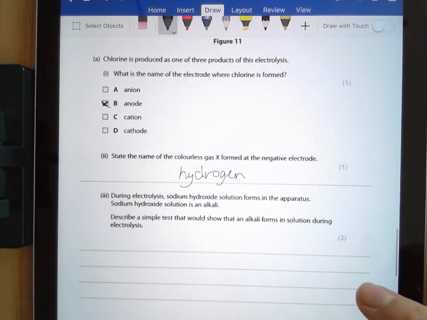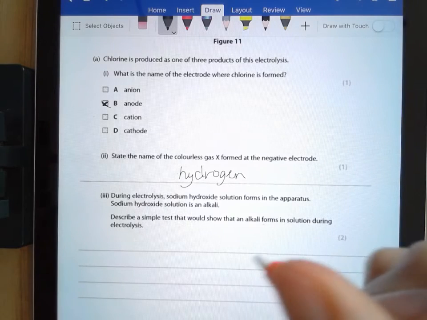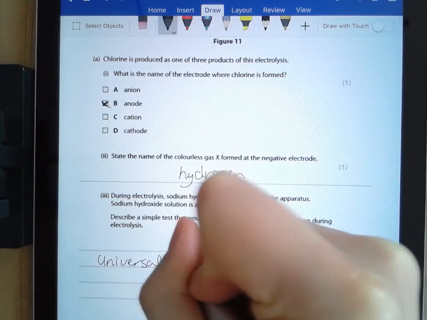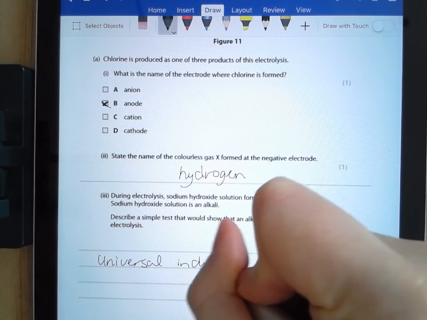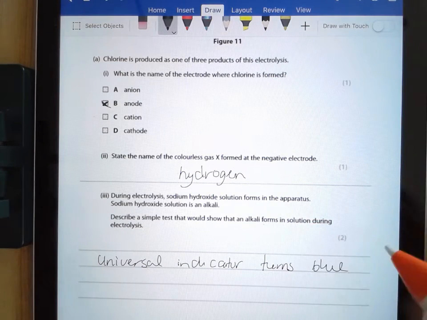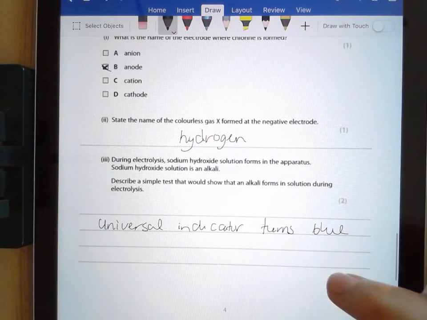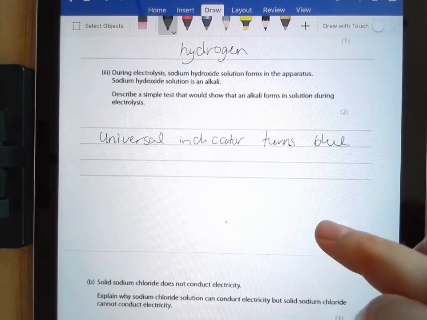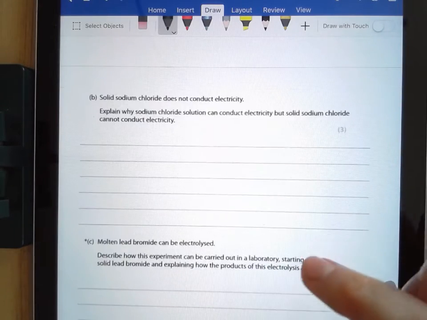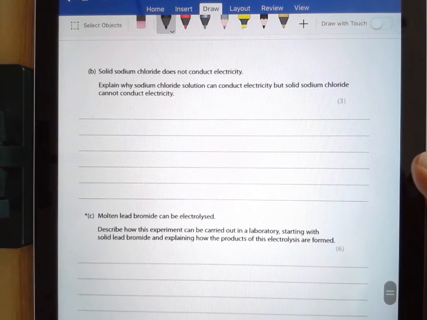Again, we saw this question yesterday. An alkali forms. How can you test? I'm going to use the same I used yesterday. Universal indicator turns blue, or you can write purple. But the name of any indicator and the colour it turns will get you the marks. Don't just write indicator and colour change. Name an indicator and tell me the colour change. You'll only get 1 mark if you just write indicator, colour change.